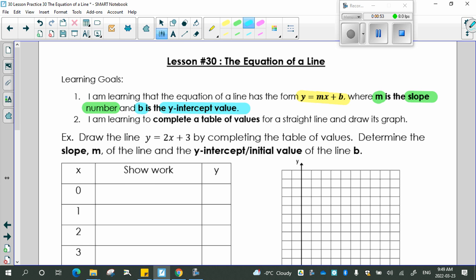Maybe in elementary school. Does anyone know what it is in grade 9 yet? Okay, it's where the line touches the y-axis. Okay, so y-intercept is where the line touches the y-axis.